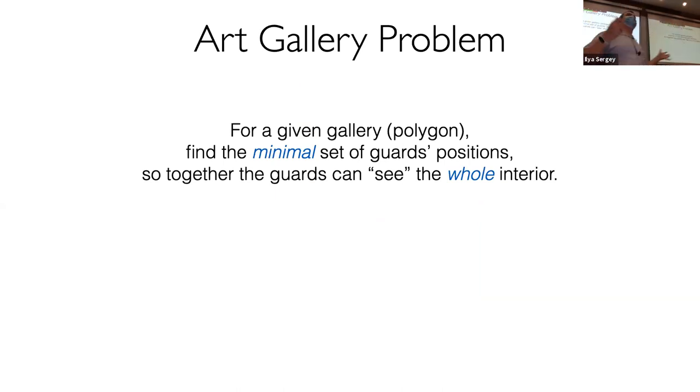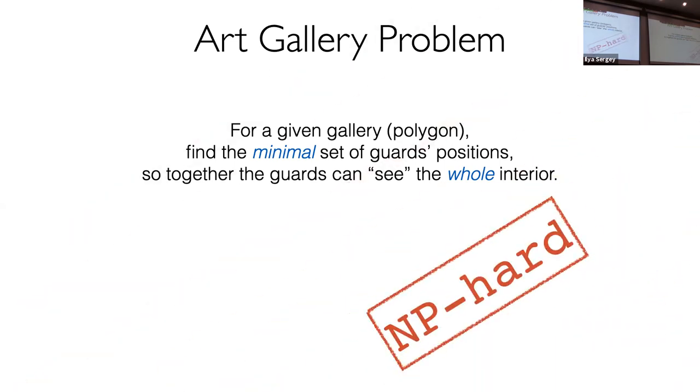But this is an optimization problem, and it's stated as follows: for a given gallery, described as a polygon, find the minimal set of guards and also the positions where we should locate them, so that together they can guard the entire interior of the gallery. So far, so good. Obviously, it's an NP-hard problem. Otherwise, that would be no fun, right? And when we see an NP-hard problem, we usually start complaining because it just doesn't make sense to solve.